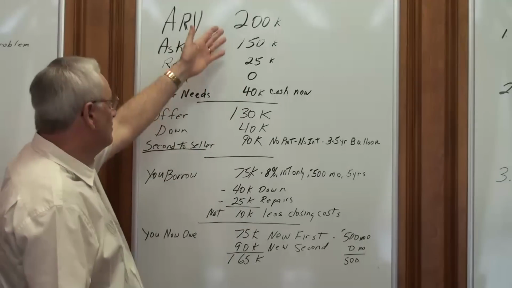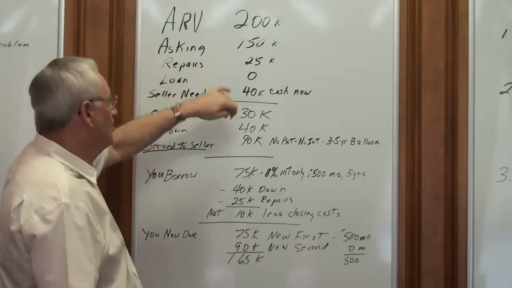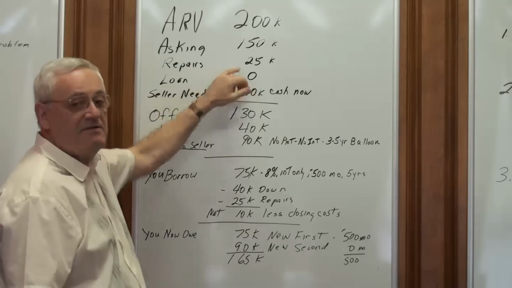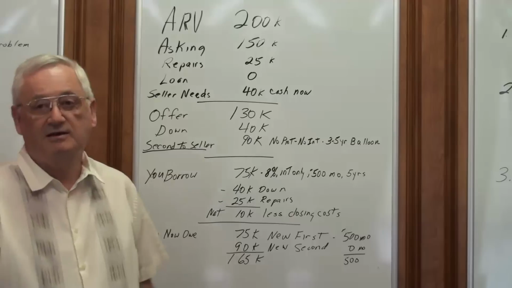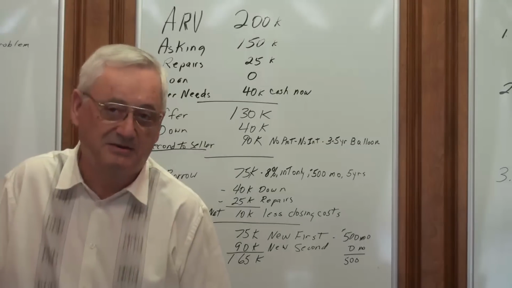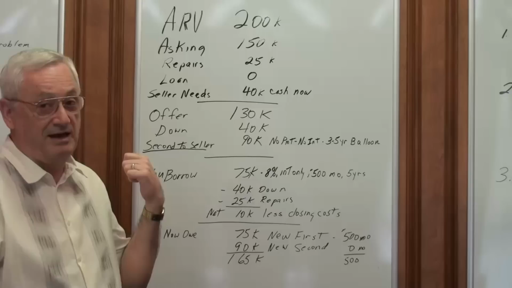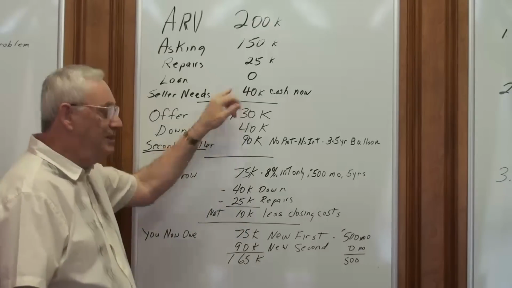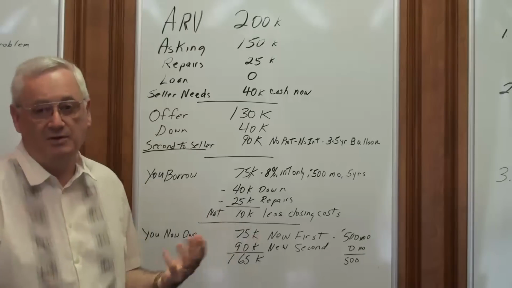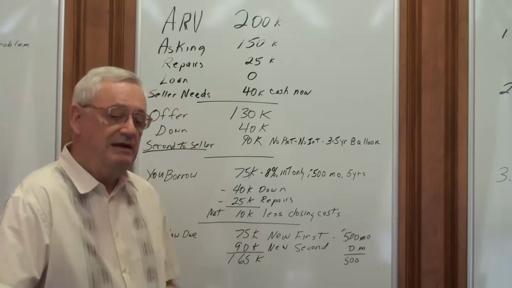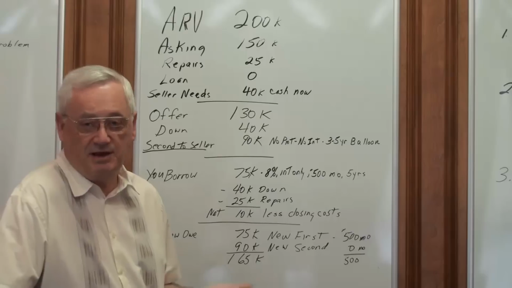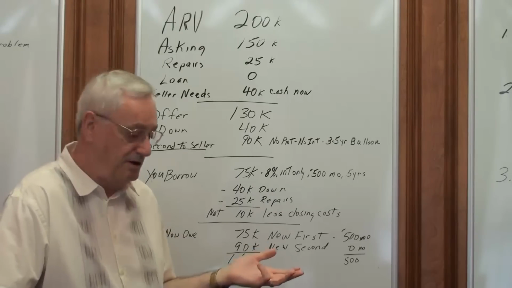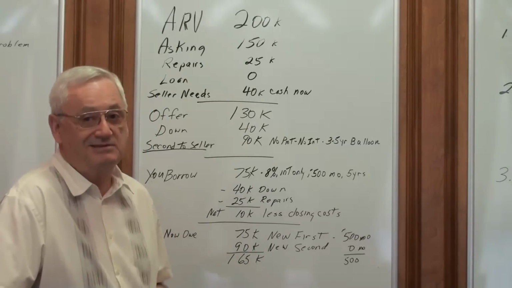So I got a seller who knows their house is ugly, knows it needs a lot of work. In fact, $25,000 to that seller looks like probably $50,000 to a normal person. This is one ugly house. And the seller's got a problem. They need $40,000 to do whatever with, and that is their hot button. They don't mind taking back some of the equity on a note, but they need $40,000.